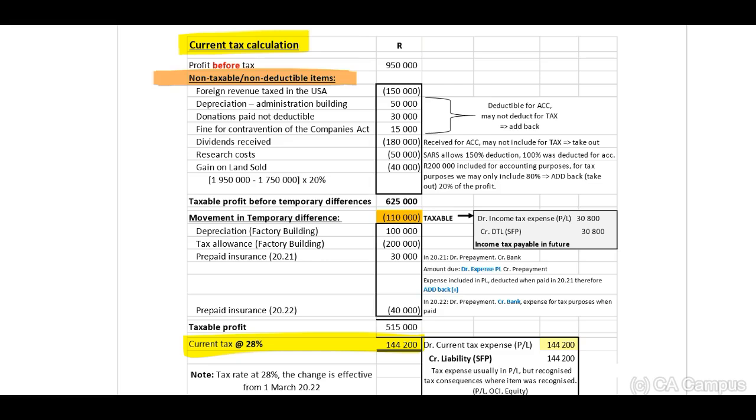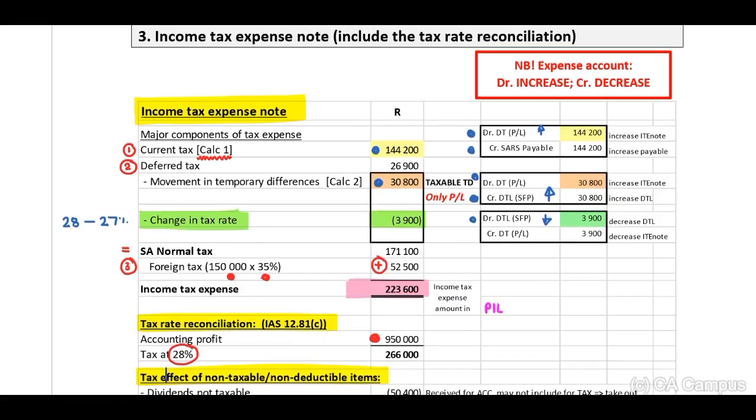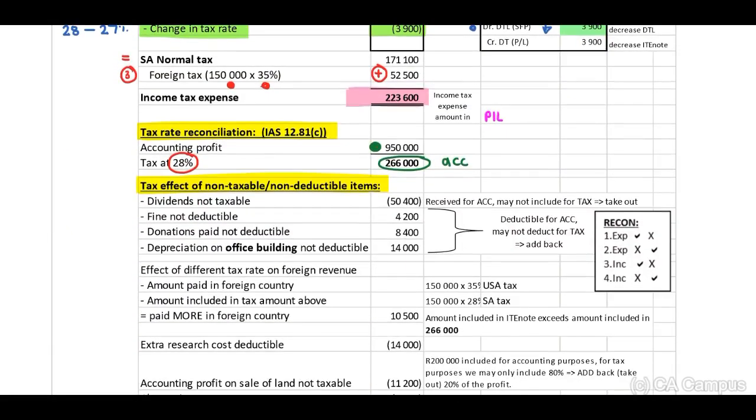If you think about your income tax expense, we have included, or not included, let me just correct myself. This 144,200 relates to your tax rules. But this 950 times 28%, 266, is your accounting rules. Therefore, you will have to take out your accounting rules and include your tax rules. Dividends not payable.